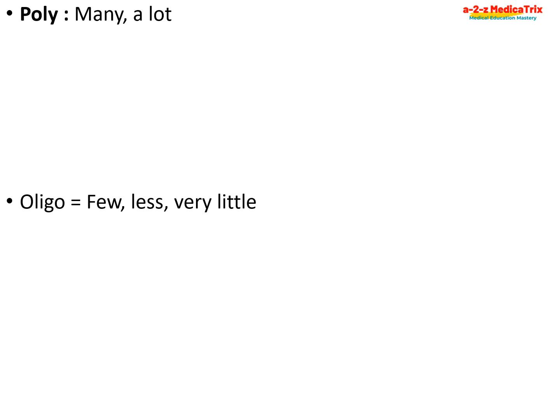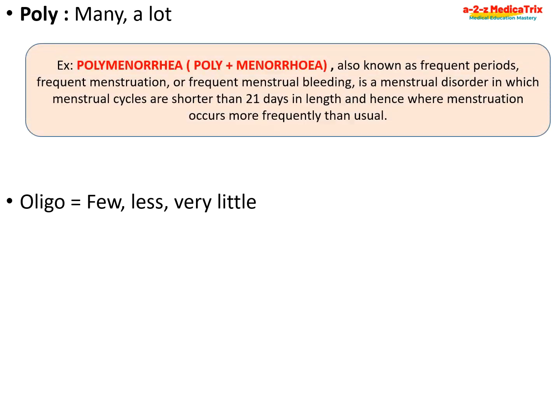Right. The next, poly or oligo. What is the meaning of poly? Poly means many, a lot. Let's take the example polymenorrhea. In this, the menstruation will be shorter than the normal cycle, meaning it will be less than 21 days of cycle. It means the frequency of periods is more. That's why it is a polymenorrhea.